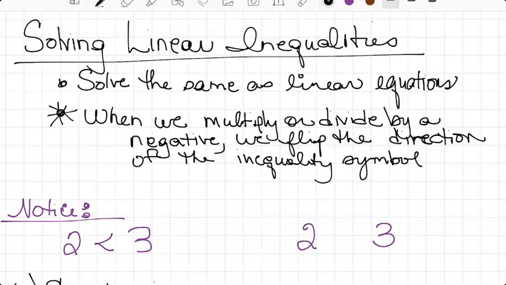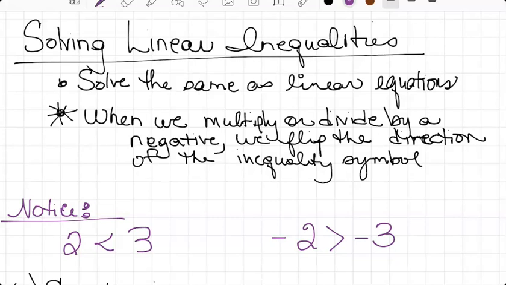To give you a quick understanding as to why that must occur, if we start off with 2 less than 3, we know 2 is less than 3. If I multiply this 2 by a negative 1, I will also multiply the 3 by a negative 1, because what I do to one side, I have to do to the other. Once I multiply both sides by a negative 1, I would get a negative 2 and a negative 3. The only way to keep this true is to change the direction, because negative 2 is the one that's bigger than negative 3.